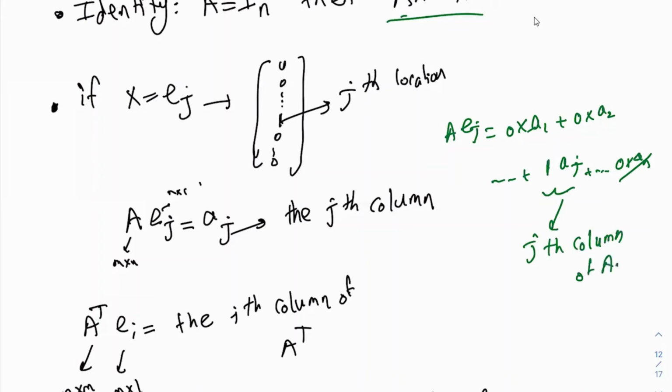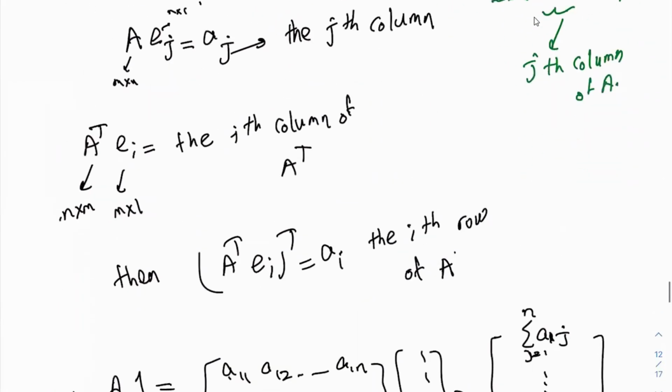So if you want to pick the jth column of A, for example the first column of A, what should you do? You have to multiply by e1. If you want to take the 10th column of A, multiply by e10. e10 means the 10th component is 1 and the rest are 0. That's what it means.